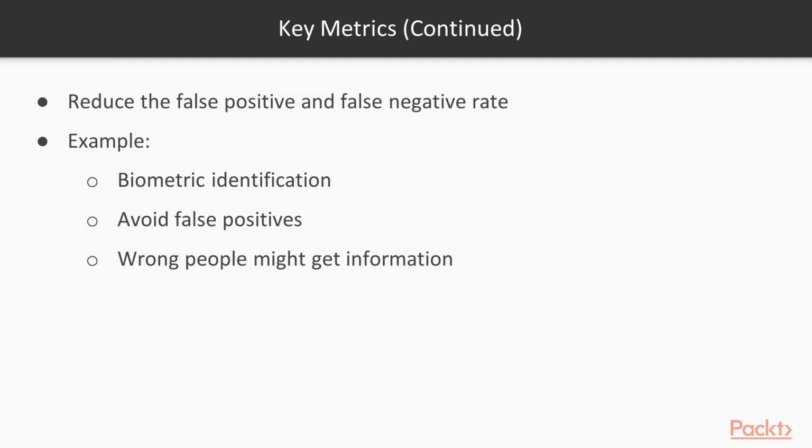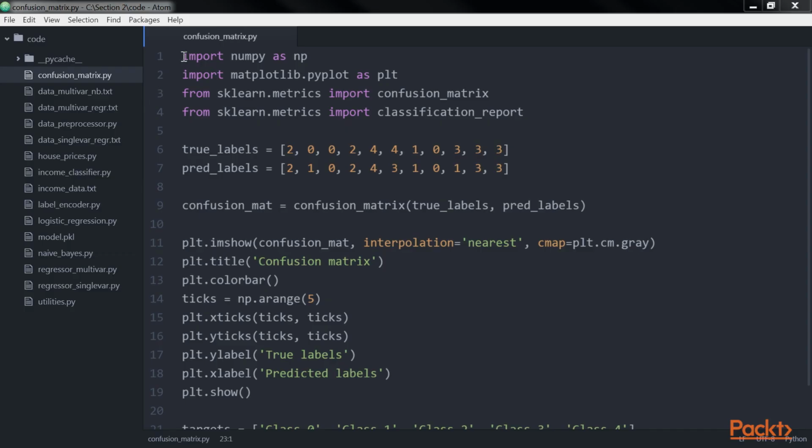Depending on the problem at hand, we may have to optimize our algorithm to reduce the false positive or the false negative rate. For example, in a biometric identification system, it is very important to avoid false positives because the wrong people might get access to sensitive information. Let's see how to create a confusion matrix.